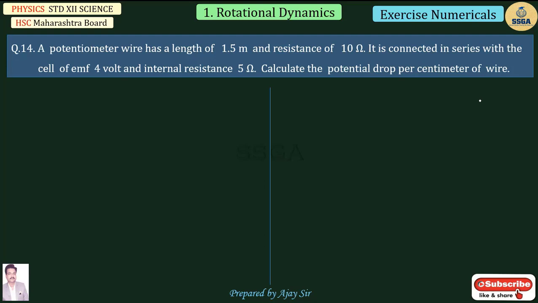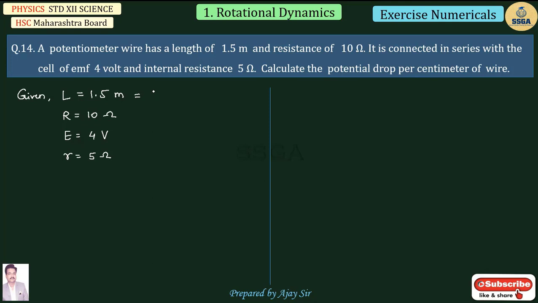So here first we will write the given things. The length of the potentiometer wire is 1.5 meter. The resistance is 10 ohm. The EMF of the battery or cell is 4 volt, and the internal resistance, small r, is 5 ohm. So these are the given things.